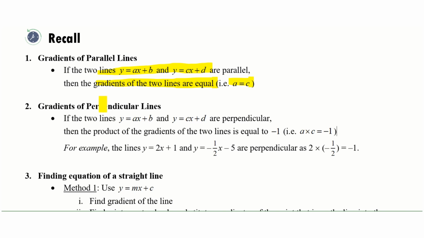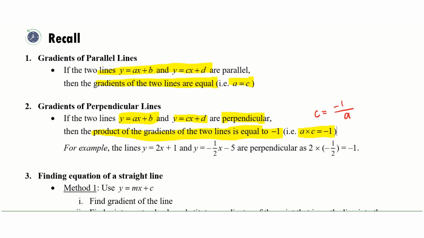Whereas for gradients of perpendicular lines, if we say that y equals ax plus b and y equals cx plus d are perpendicular, then the product of the gradients of the two lines is equal to -1. That will mean that a times c is equal to -1. Alternatively, we can also see it as c equals -1 over a. And we describe this as c being the negative reciprocal of a.